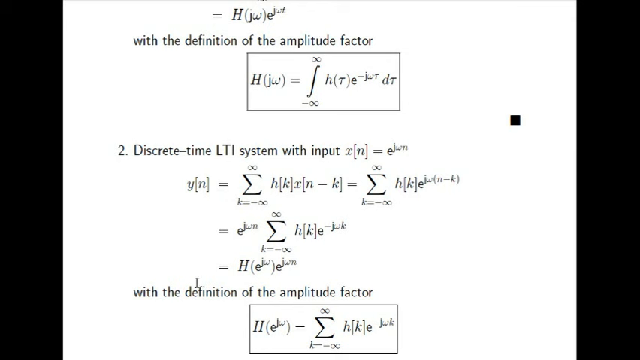Similarly, you can solve for the discrete time LTI systems with the input x of n equals e to the power j omega n, and similarly you will get the answer where the eigenvalue will be H of e to the power j omega.